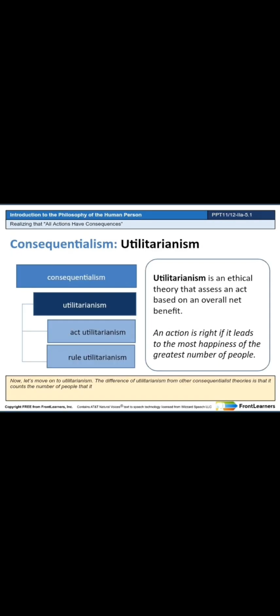Basic principles of consequentialism. The rightness or wrongness of an action depends on the result of an action. The more good an act produces, the better and more right it is. For this lesson, we will learn about act consequentialism and rule consequentialism to determine that our actions have consequences. There are more types of consequentialism, but we will only focus on these two as they are easier to comprehend. Now let's move on to utilitarianism.